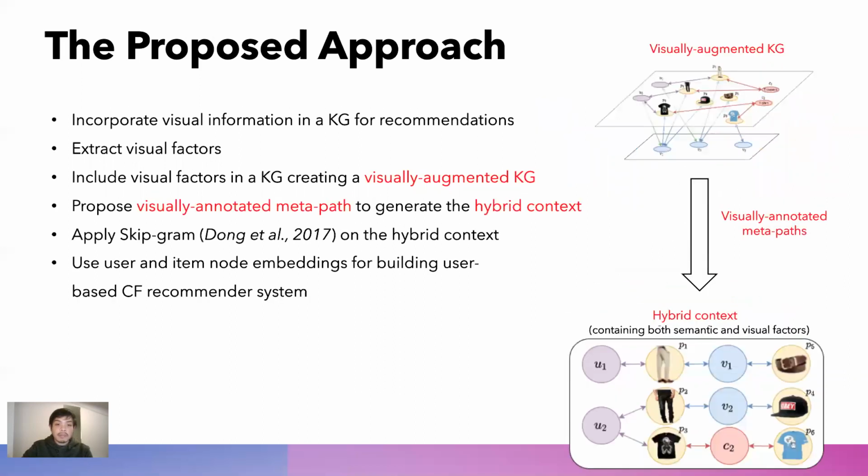To use this augmented knowledge graph, we propose a visually annotated metapath to generate the hybrid context containing both semantic and visual information. Then we adopt a method called SIGIR to learn node embeddings based on the hybrid context and use them to build a user-based CF recommender system.